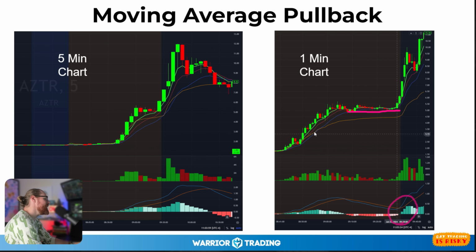So what happened here was, first of all, we had a micro pullback right here, which I took a trade on. Then we had this pullback right here, which I traded. We had a small pullback here, which I traded. We had another one here, which I traded, and another one right in here. So this is like 1, 2, 3, 4, 5, 6, 7 trades as it's squeezing up.